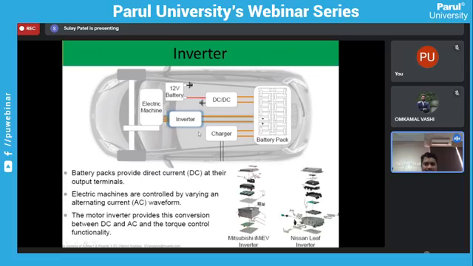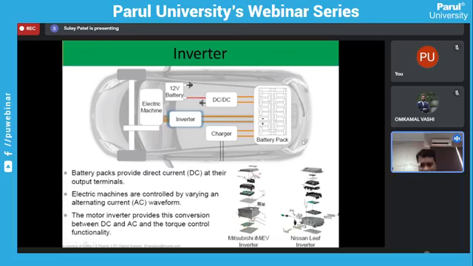In this case, we can see the inverter controller. It is the heart or brain of the system. The main purpose of this inverter and controller is to supply power from the battery to the electric machine as per the requirement of the driver's input.